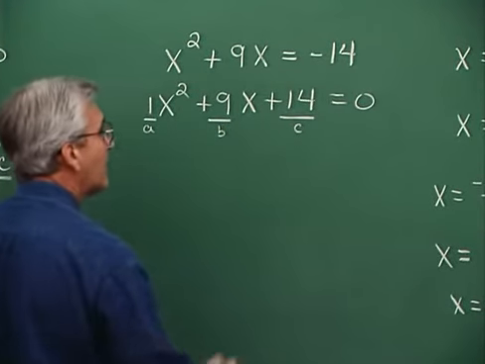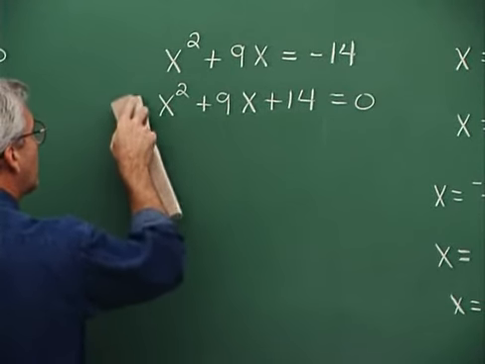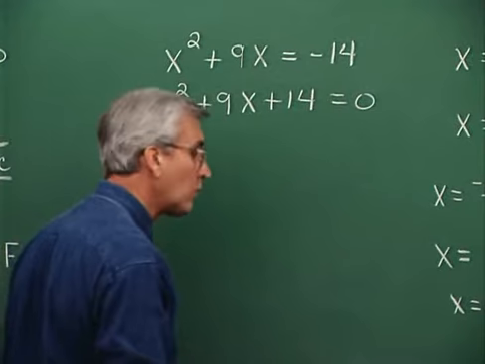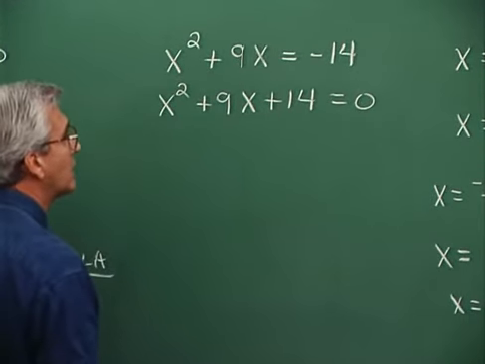Now, generally, we wouldn't even write these. I'm going to leave them off for using the formula. In fact, we wouldn't write the 1 in here either. We just know where A, B, and C will occur in this form of a quadratic equation.